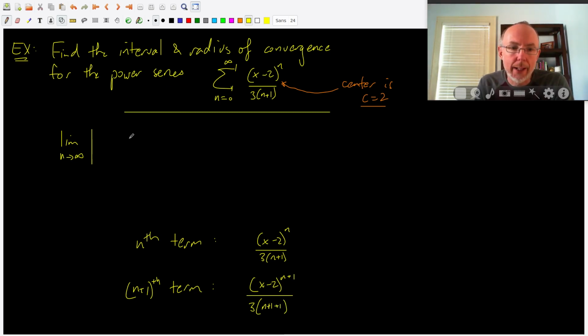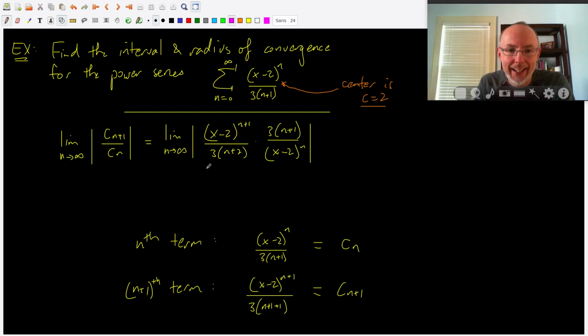And what we're going to need up here, if I call this c sub n, and this is c sub n plus 1, is the ratio of the n plus 1th term over the nth term. So taking that limit, we're going to get these terms. Sorry, this is just the n plus 1th term, and then the next one is the reciprocal. So this is 1 over c sub n, and this one is c sub n plus 1.